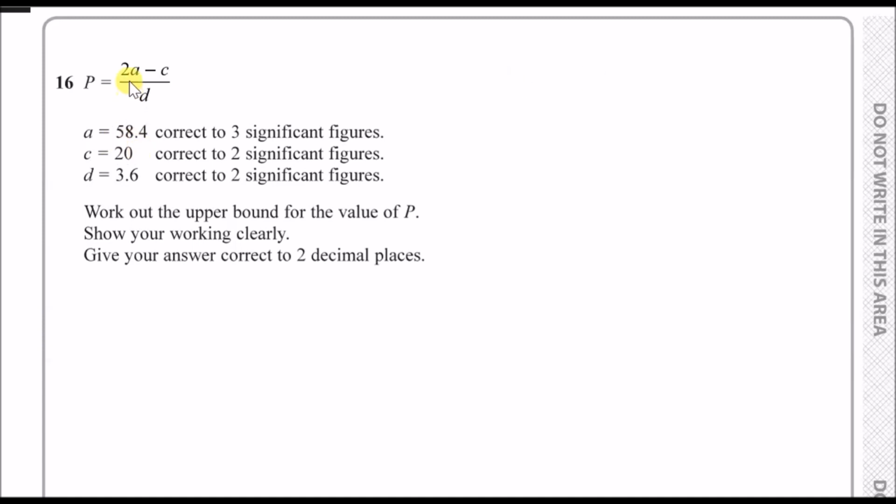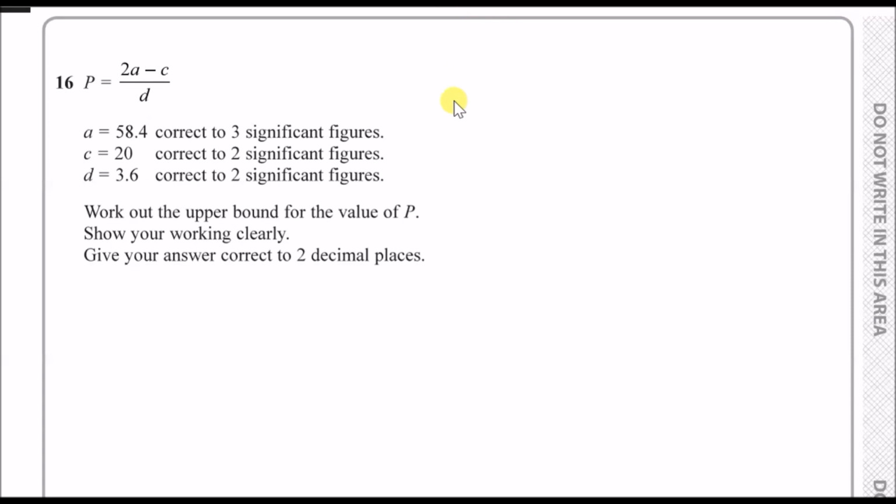Okay, 16. So P equals 2A minus C over D. Now, what they have here is three terms, and all of these have been rounded to a certain number of significant figures. For this question, they want us to work out an upper bound for this value P, and we've got to show our working clearly. To work out an upper bound for P, or even a lower bound, we need to first figure out what the bounds for A, C, and D are.